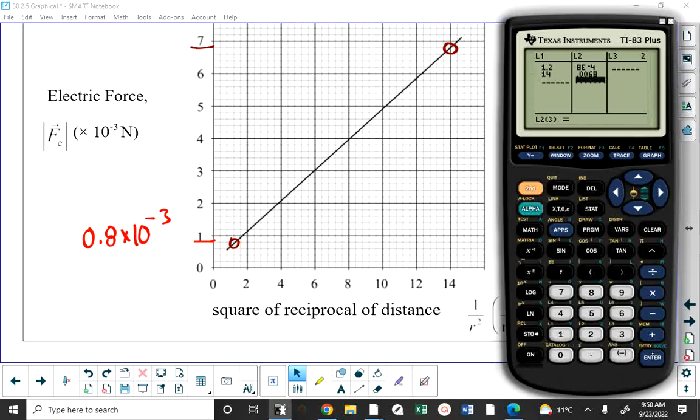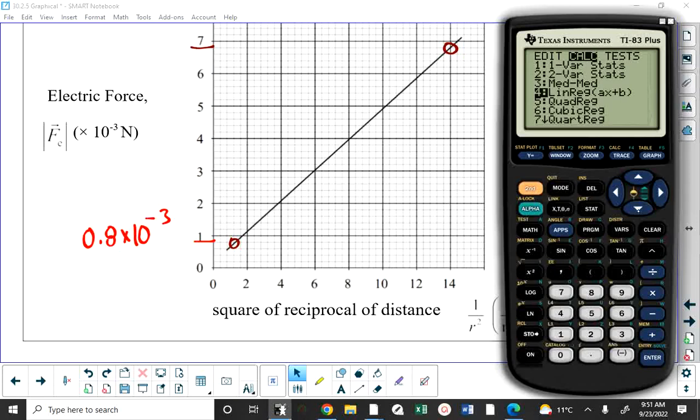So I've loaded in the information. Now I have to tell my calculator, find the equation of the line of best fit. And that's going to be the equation of the line that goes through those 2 points. And I do that by quitting out of here to my home screen, going back to my stat menu, and then going over to the calculate submenu. And there is something called linreg, which means linear regression.